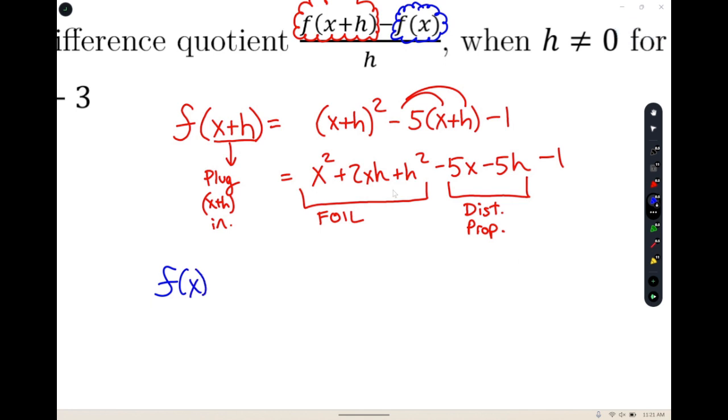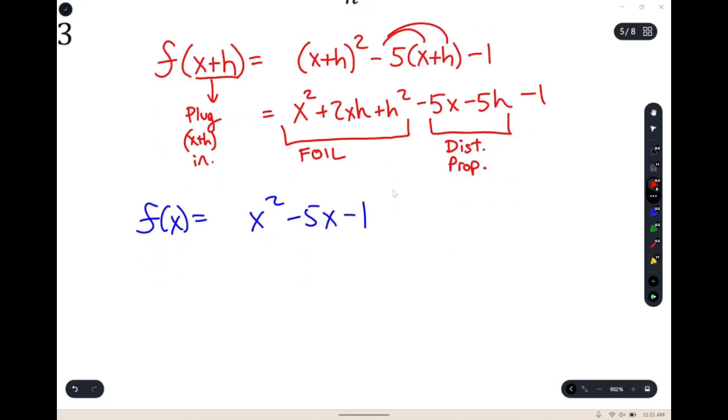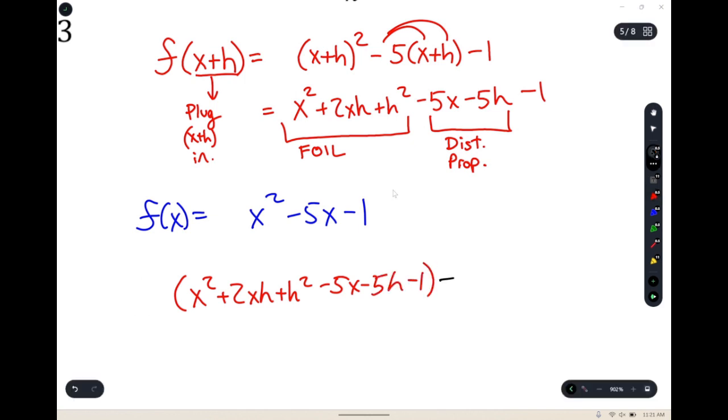What is f of x? X squared minus 5x minus 1. Now what am I going to do with that red thing and that blue thing? Subtract. So big old parentheses. Minus.